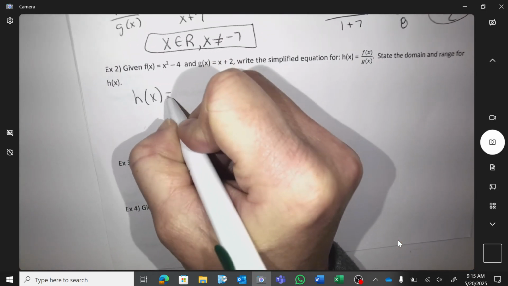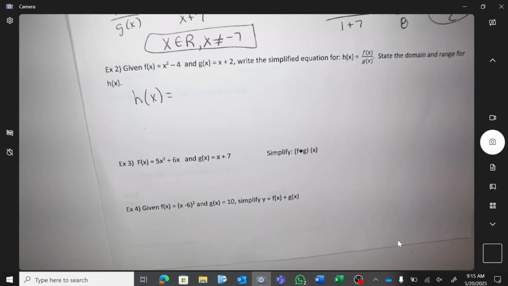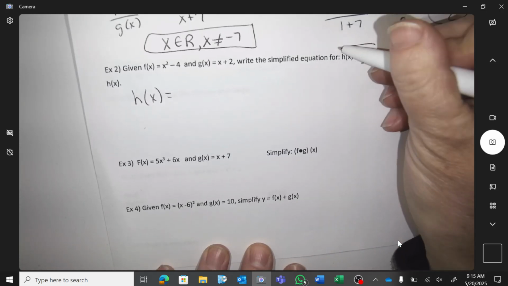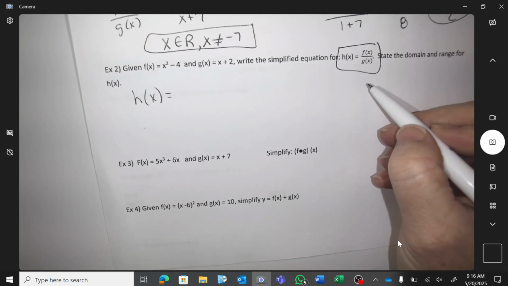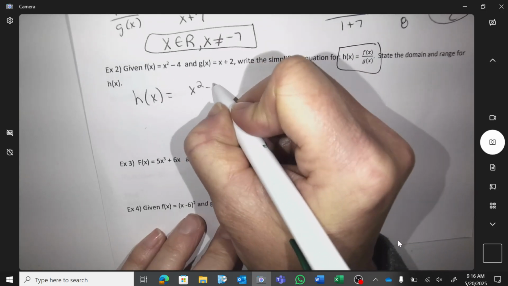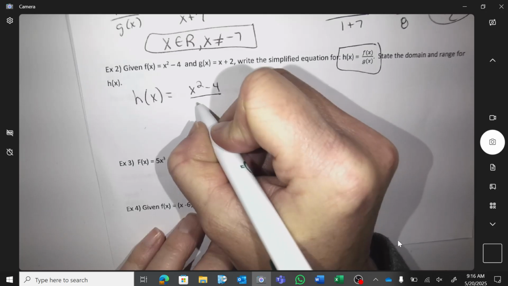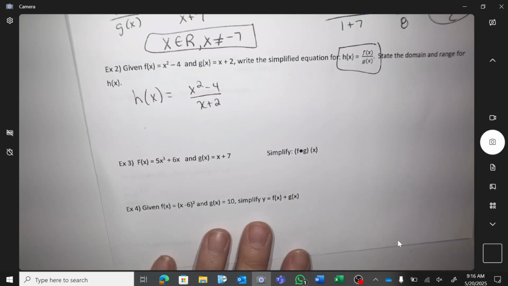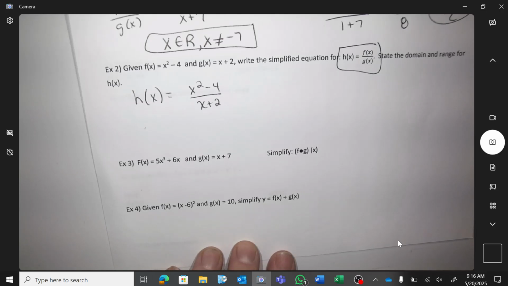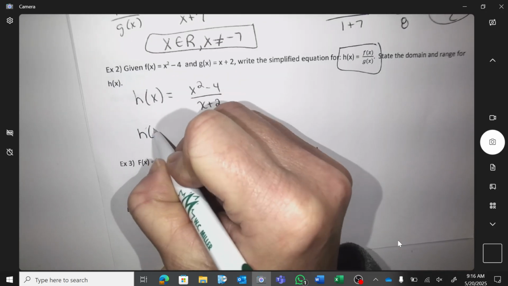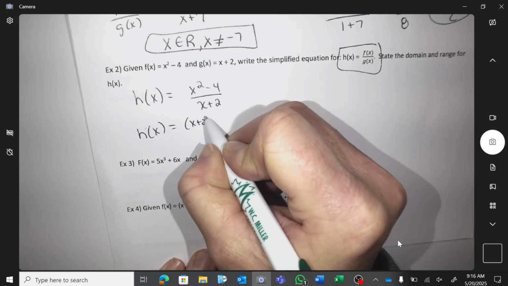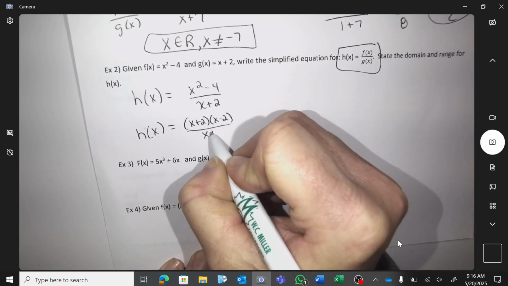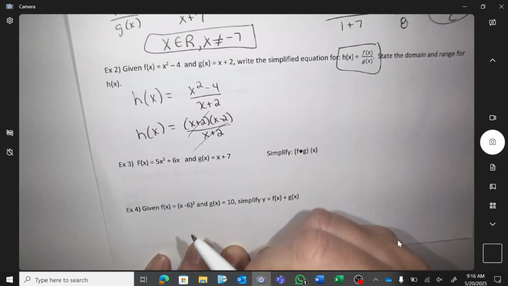And this time it says h of x equals the division. So you can call this h of x. H of x is the division of this over this. Okay, so we are going to simplify this. So I can do a factor and a cancel.